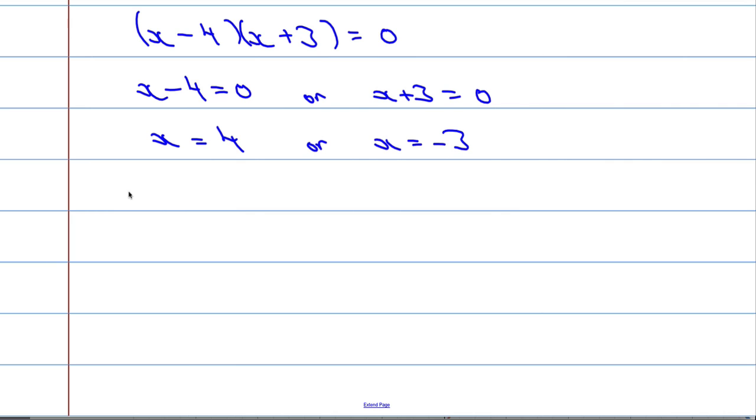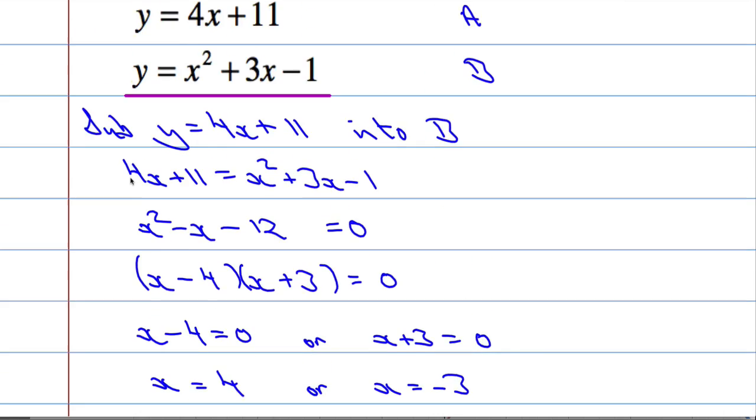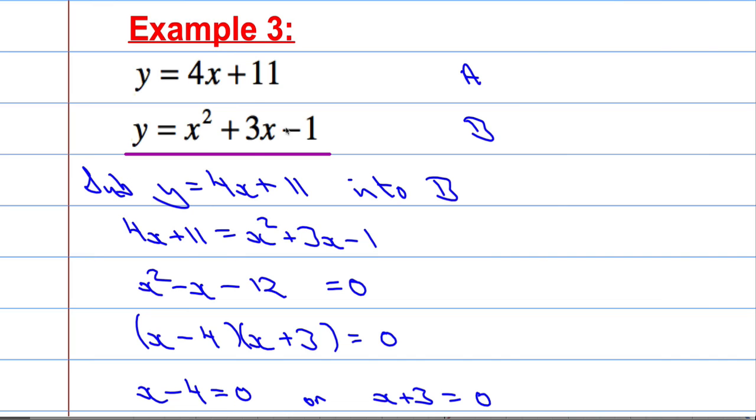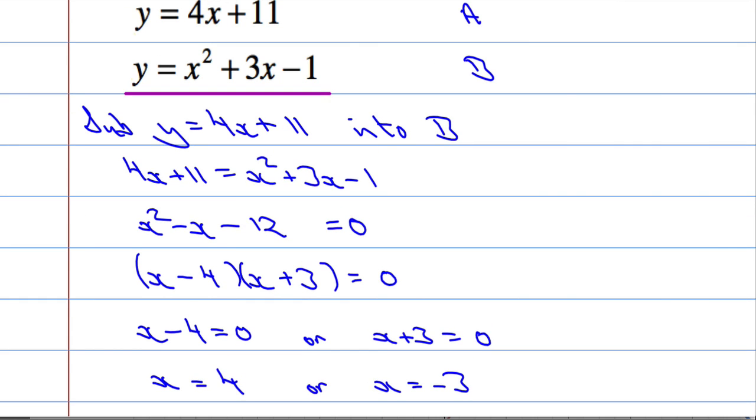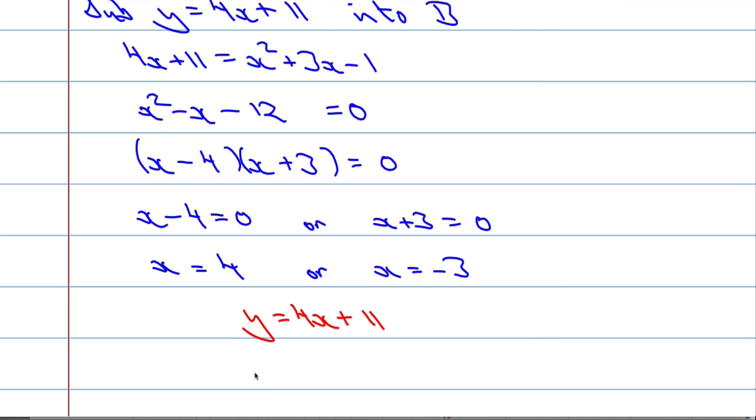So when x equals 4, now you might ask yourself, which one will I go into? It doesn't matter which one you choose, but hopefully you realize that subbing it into equation A is much easier. So let's just write it down again. y was equal to 4x plus 11. So that means I'm going to substitute the 4 in first.